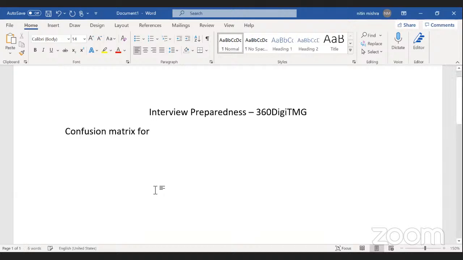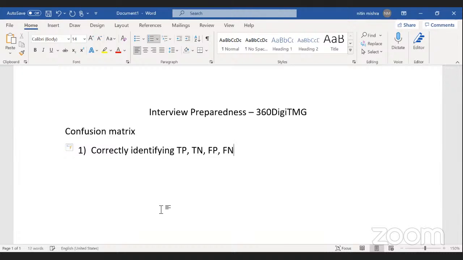the confusion matrix. Now, one of the biggest challenges is correctly identifying TP, TN, FP and FN, and then the various formulas.